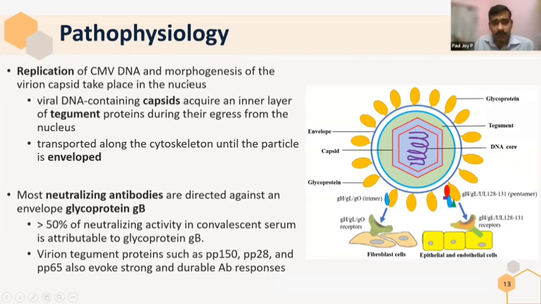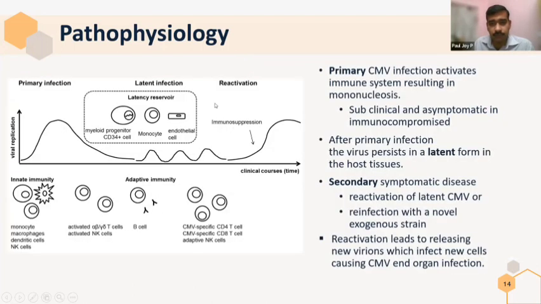The replication of CMV DNA and morphogenesis of the virion capsid takes place in the nucleus. The viral DNA-containing capsids acquire an inner layer of tegument proteins during their egress from the nucleus. After egress, when it is transported along the cytoskeleton, the particle gets enveloped. Most neutralizing antibodies are directed against the enveloped glycoprotein GB, the outermost layer, and the proteins of the tegument like PP150, PP28, and PP65 can also evoke a strong and durable antibody response.